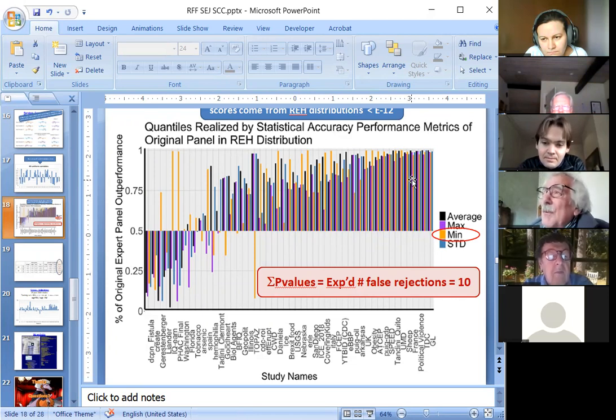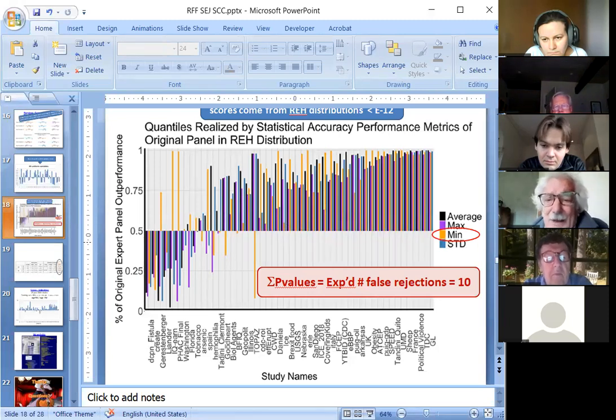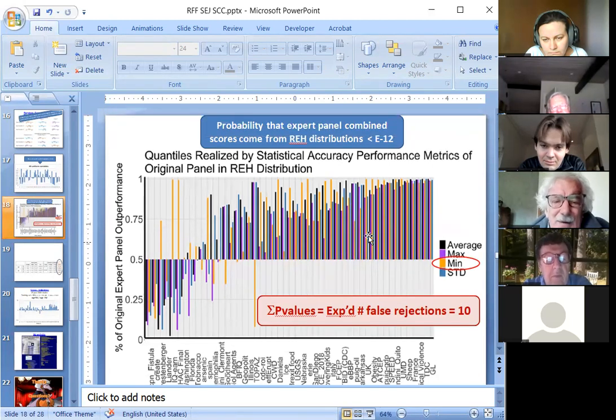No, I'm saying that wrong. We look at the quantile within the distribution of the scrambled panels that is realized by the original panel, right? And that thing should be uniform. And you see it obviously is not. And so this is a very powerful test. The hypothesis that all of these guys satisfied the random expert hypothesis is rejected at 10 to the minus 12. So that's just obliterated.